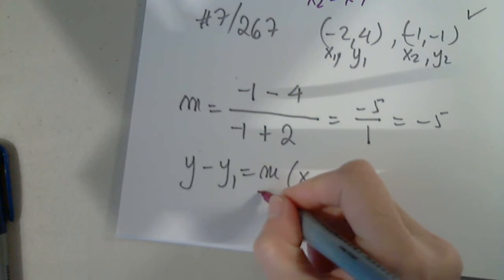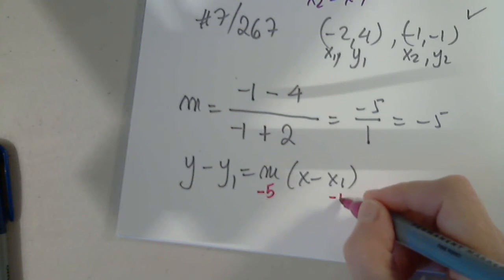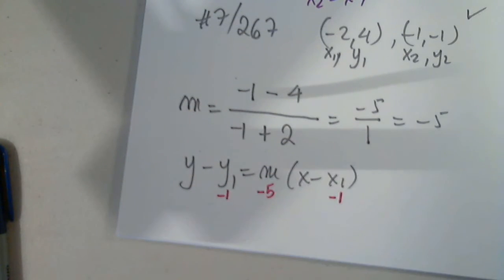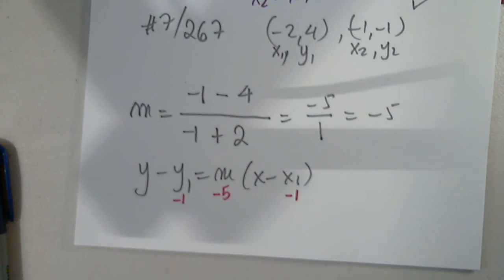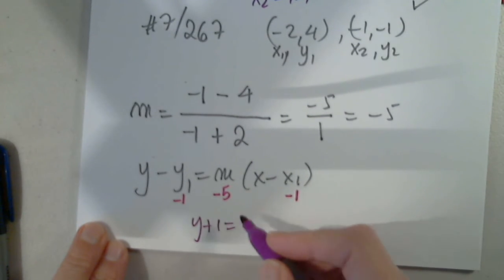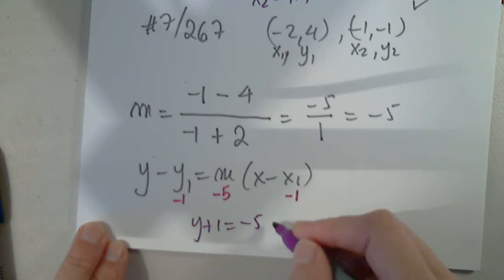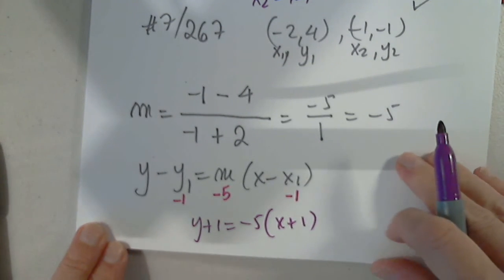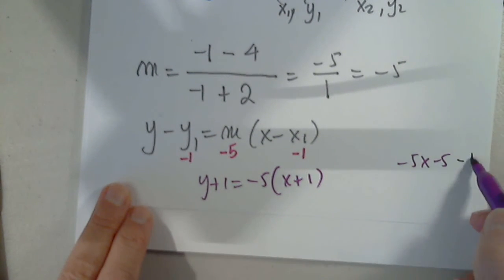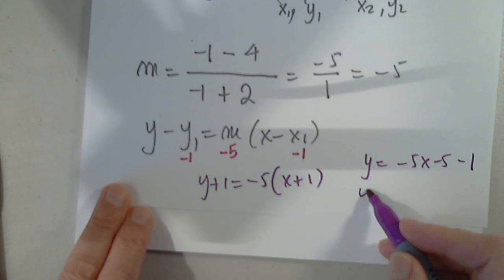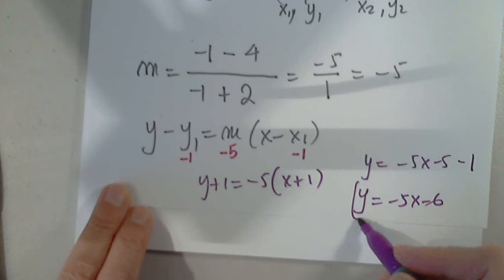I will replace the slope by -5. I will replace x1 by -1 and y1 by -1, writing them underneath, because otherwise I have to use nested parentheses, and I'd rather avoid that. Okay, so y minus -1 becomes y plus 1. This is -5, and x minus -1 will be x plus 1. Yes, I will distribute and move 1. So I have -5x, -5, and I move 1 to the other side, and that's my y. Finally, y equals -5x minus 6.